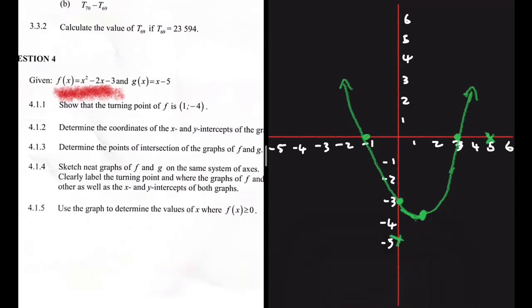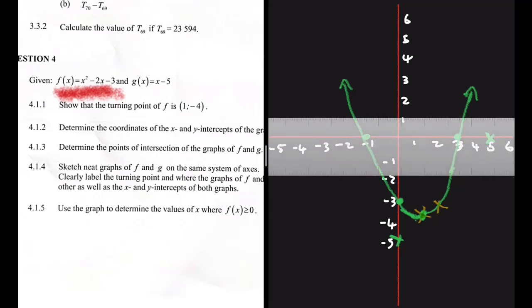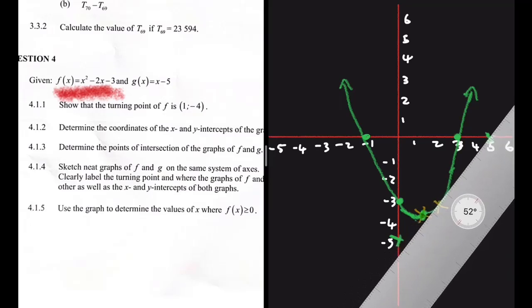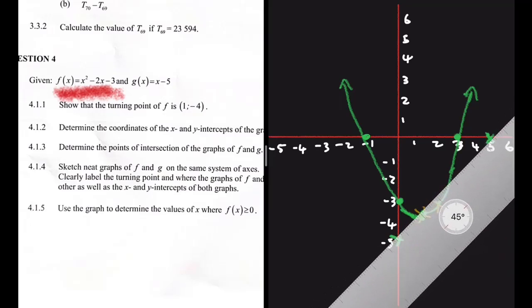Our two graphs intersect once at the turning point of f, and again when x equals 2 and y equals minus 3, so somewhere here they intersect again. Let me try to make that make sense. We're supposed to have a line that goes through these points.